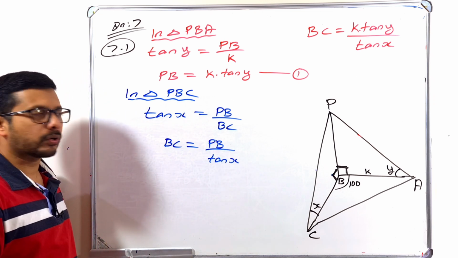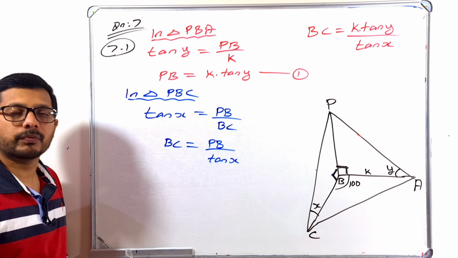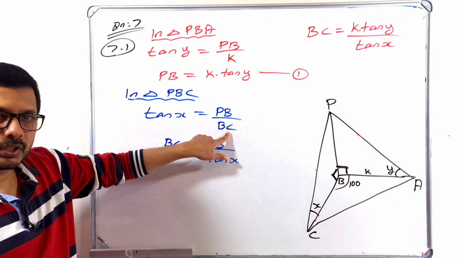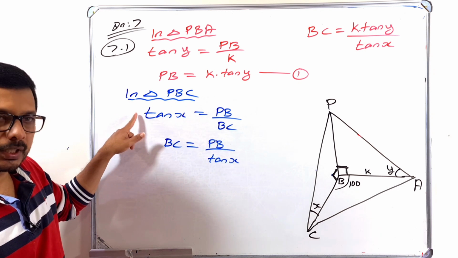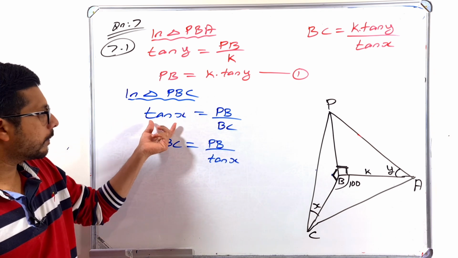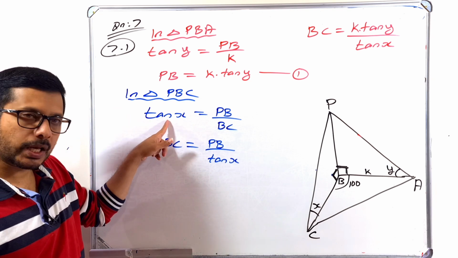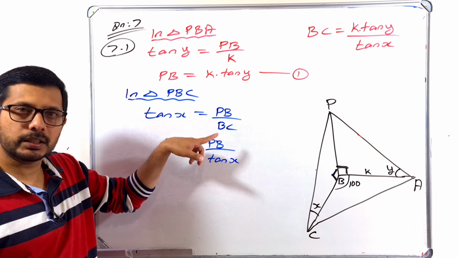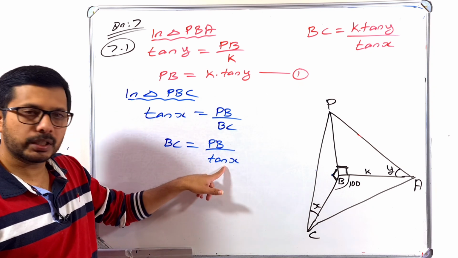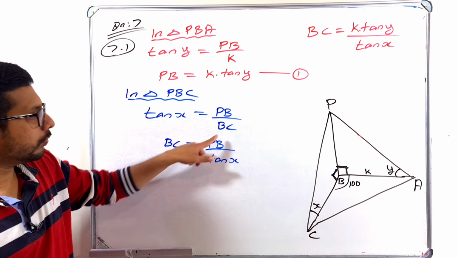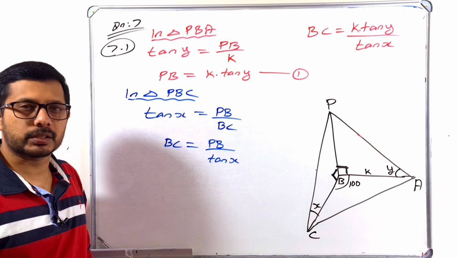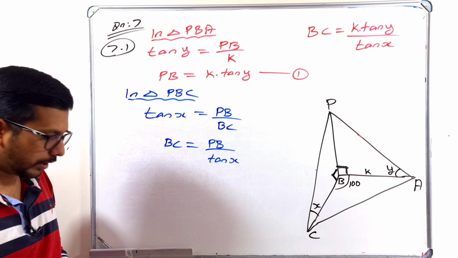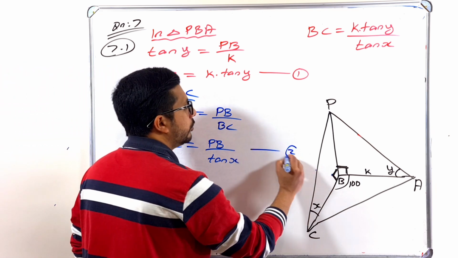Okay, actually it's a cross multiplication, but now you don't want to write that many steps, you are in grade 12. So this BC is division, so on this side it is multiplication. If I want to take this tan x to the other side, it is supposed to be division, that is why here it is division. Anyhow you can understand that. So BC is equal to PB by tan x. Okay, I call that equation number 2.